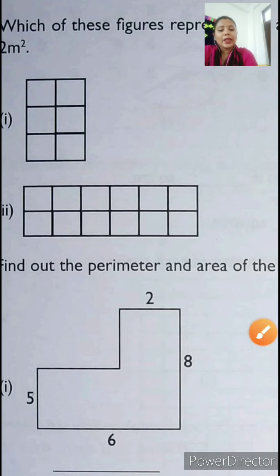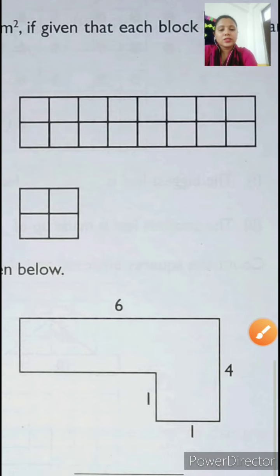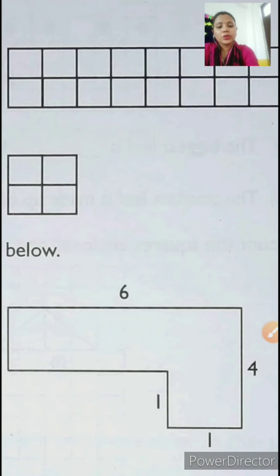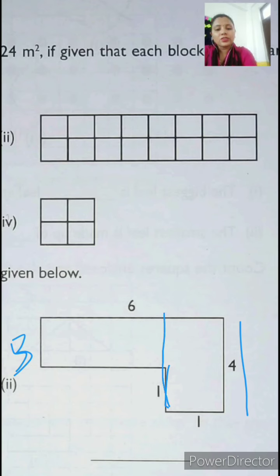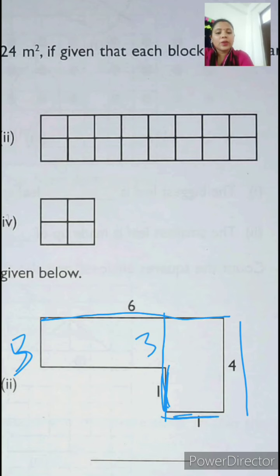Clear? Now just come to the next question, question number 2. Okay, so again, this side is 4 and this one is 1. So it means it's 3. Clear? Because the complete length is 4. So if this one is 1, then it's 3. Now the complete length on this side is 6 and this one is 1. So here it is 5. Clear?